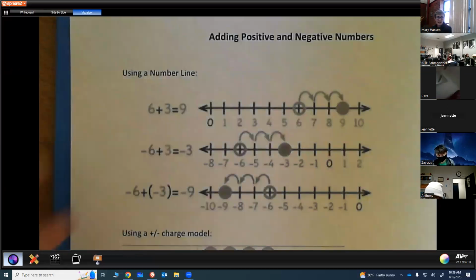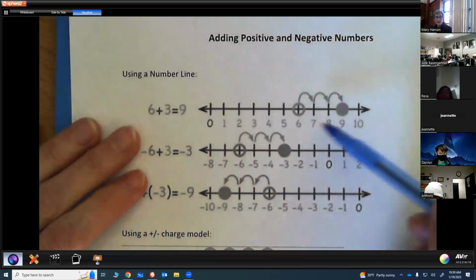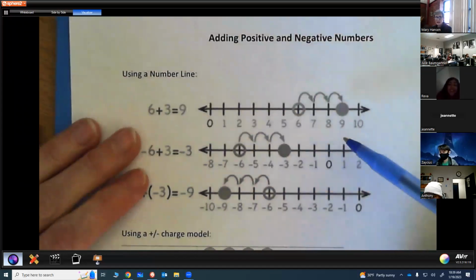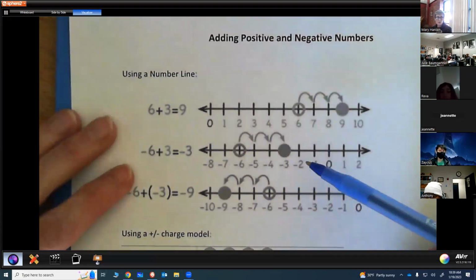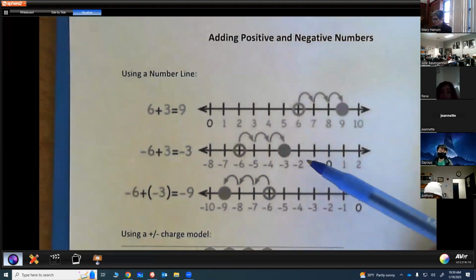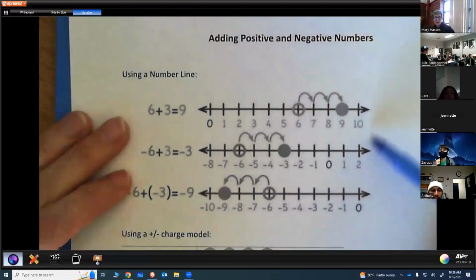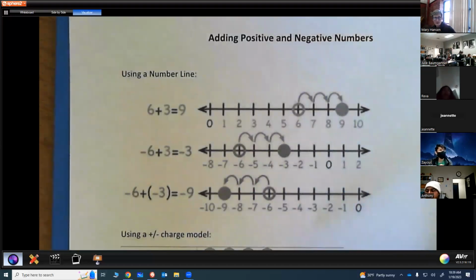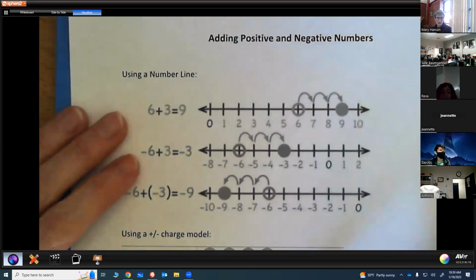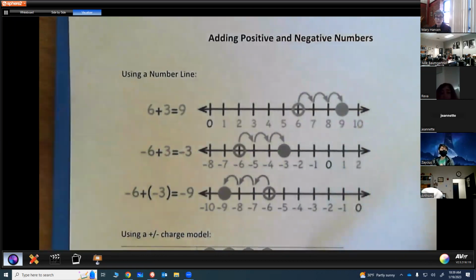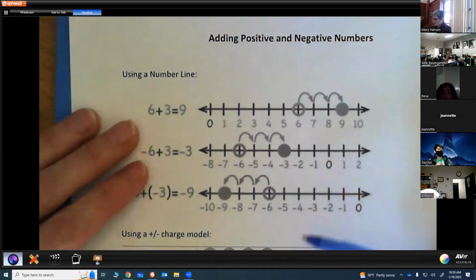So we're going to review how to add on a number line. I'm going to show you 2 different ways that you can visualize adding positive and negative numbers, and then we'll talk about what rule will help you. But I want to go through using a number line and then another method, because if you forget the rule, but you know how to do it on a number line, or you know how to do it visually another way, you can actually solve the problem even if you forget the rule.